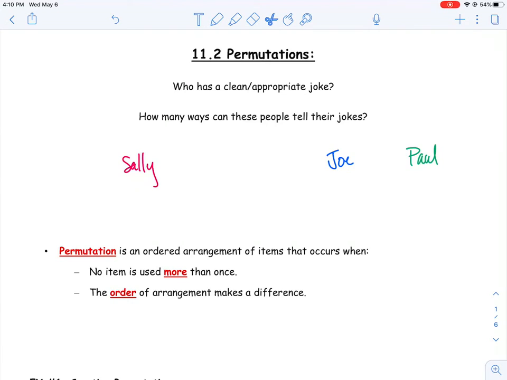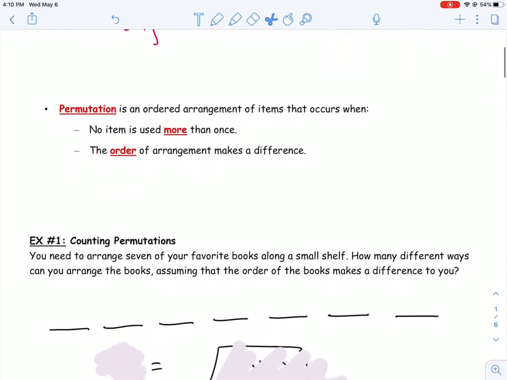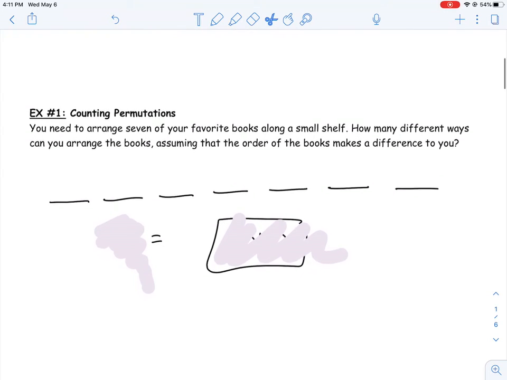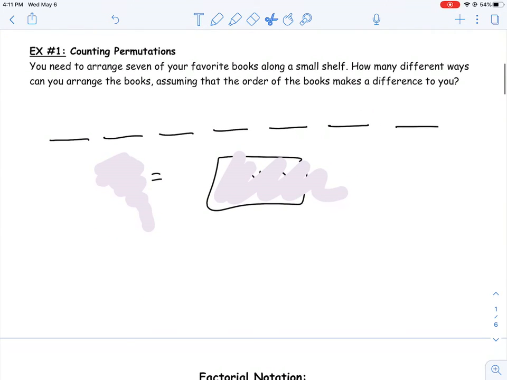And how many different ways can that happen altogether? Well, that's what we're going to talk about in this section. It's called a permutation. A permutation is an ordered arrangement of items that occurs when no item is used more than once, so Paul didn't tell two jokes, and the order of the arrangements makes a difference. Maybe Paul goes first, maybe Paul goes second, or maybe Paul goes third. So when order matters, we call it a permutation. Let me show you another example of what a permutation is, and then we'll figure out how many different ways we can do it.